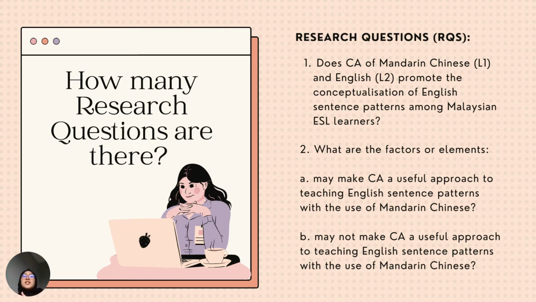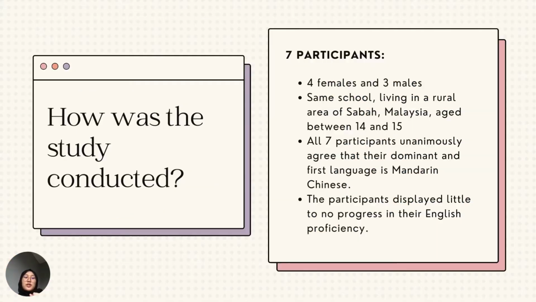And then the second one is, what are the factors or elements that may make CA a useful approach to teaching English sentence patterns with the use of Mandarin Chinese? And then this third one is the opposite of that, which is, what are the factors or elements that may not make CA a useful approach to teaching English sentence patterns with the use of Mandarin Chinese? Okay, that's the research questions. Moving on to, how was the study conducted?